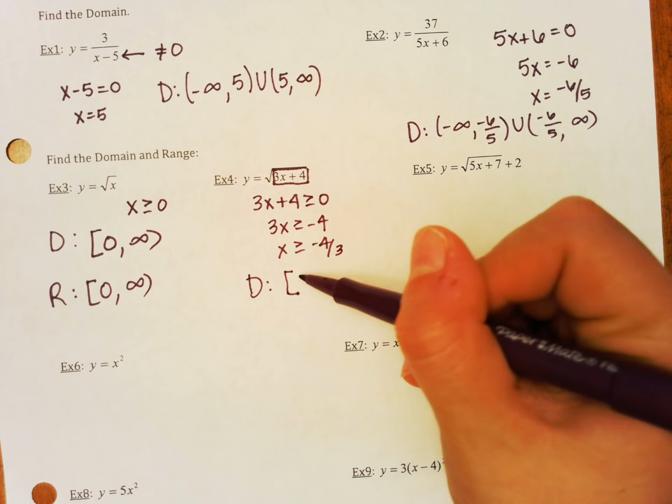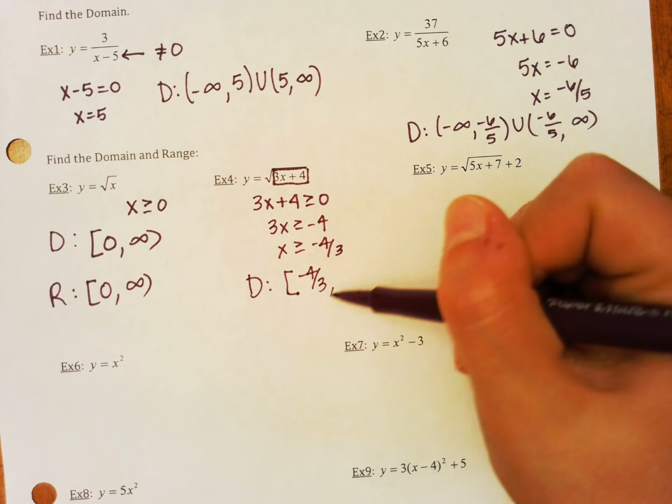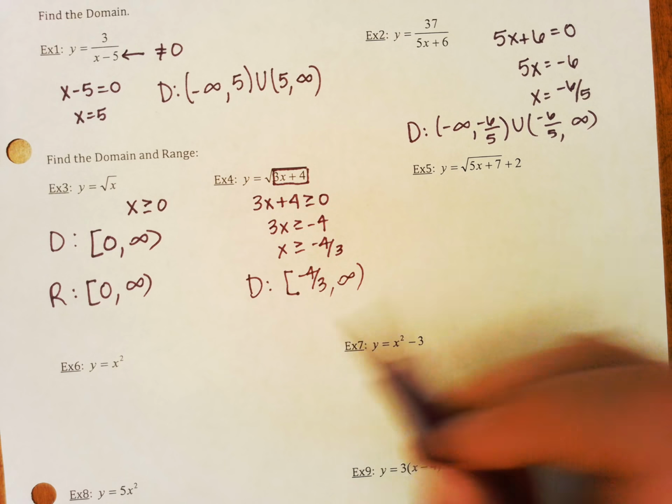I'm including negative 4 over 3. Sorry, I think I said negative 4 there. I'm at negative 4 over 3, negative 4/3. And I'm going up and up and up, and any value higher than that to infinity. There's no restriction on anything above that.